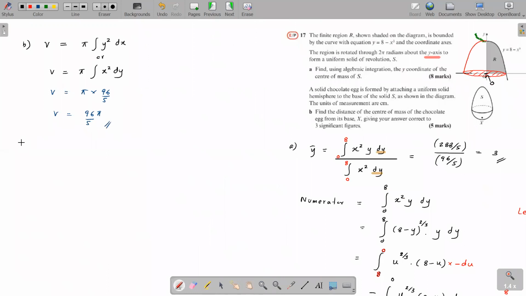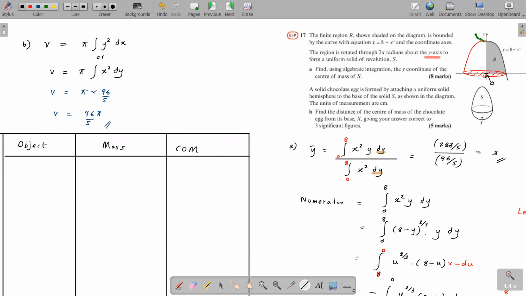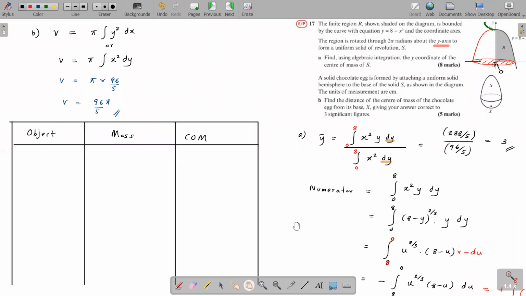Let's make the table. Object, mass, center of mass. Okay, guys. So object, mass, center of mass. Let's make the table. Okay, guys. So the first object is the top part of the egg. So let's consider the first part as the top part of the egg.